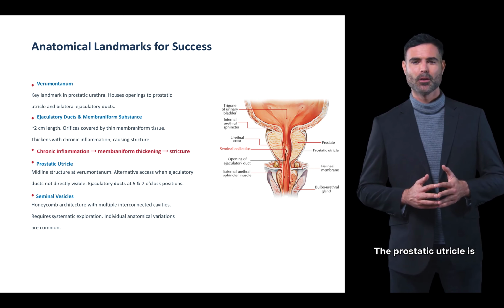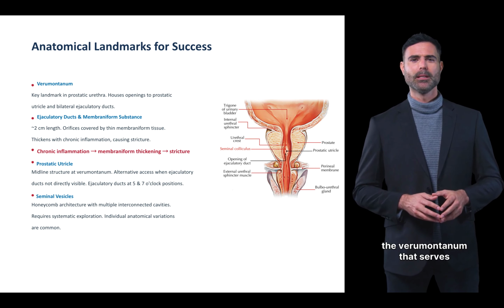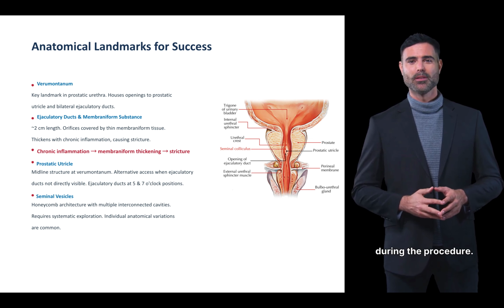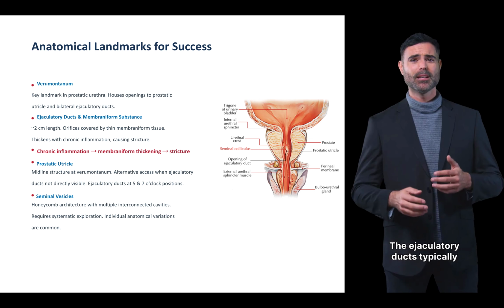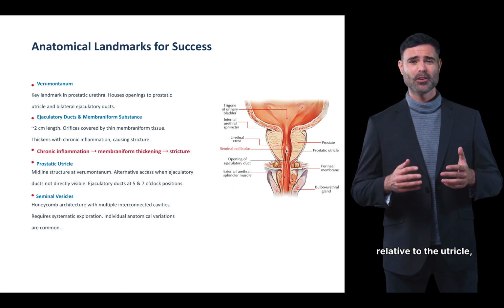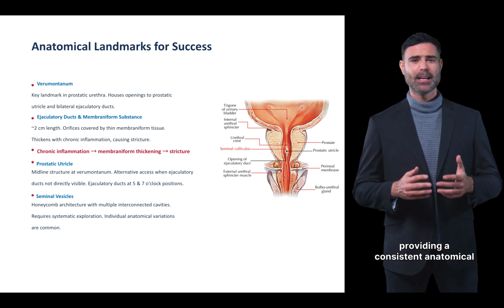The prostatic utricle is a midline structure at the verumontanum that serves as an alternative access point when the ejaculatory ducts aren't directly visible during the procedure. The ejaculatory ducts typically open at the 5 and 7 o'clock positions relative to the utricle, providing a consistent anatomical reference for surgeons.